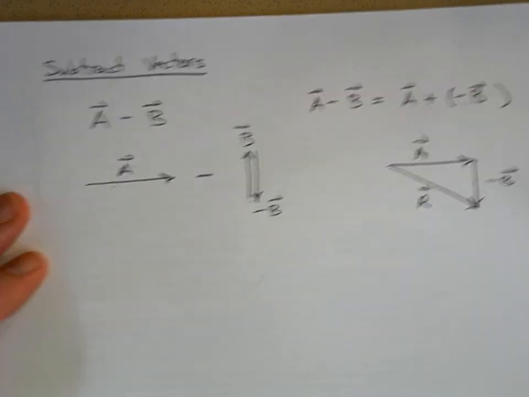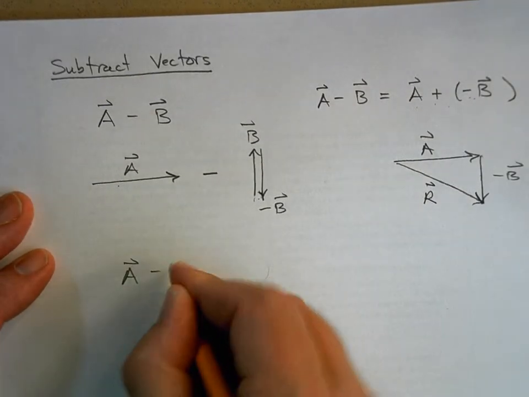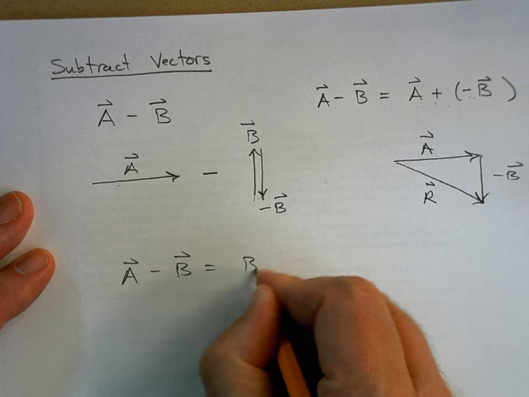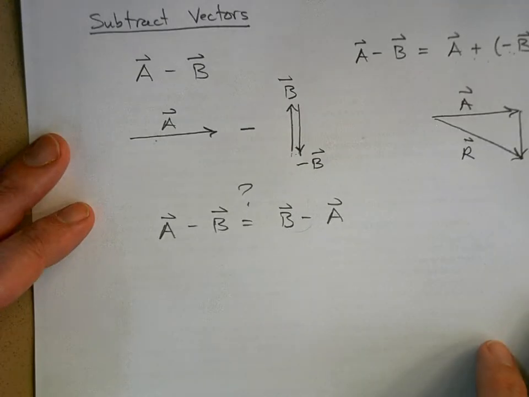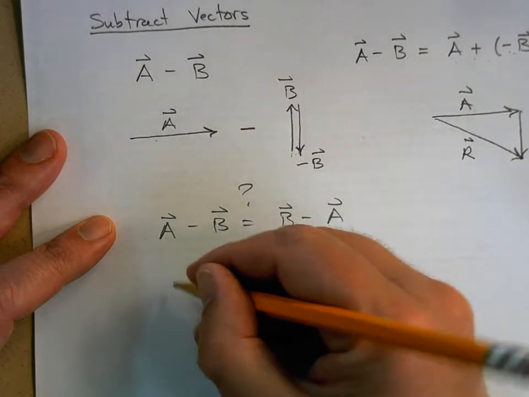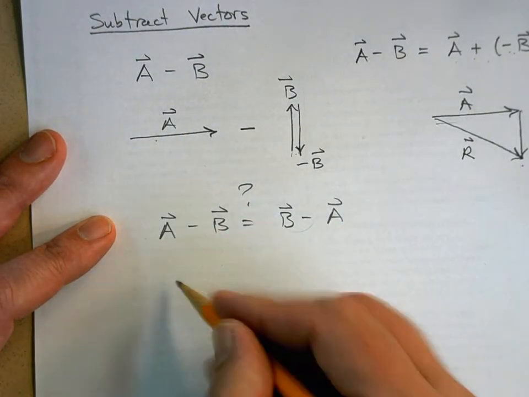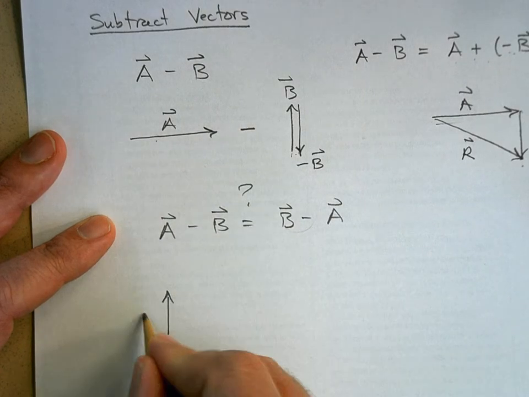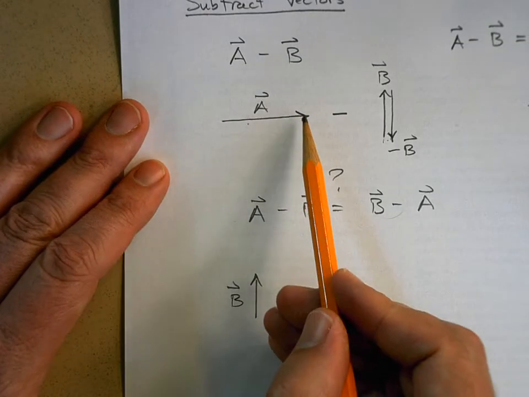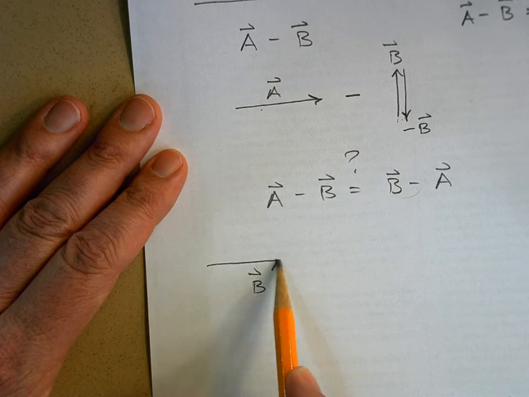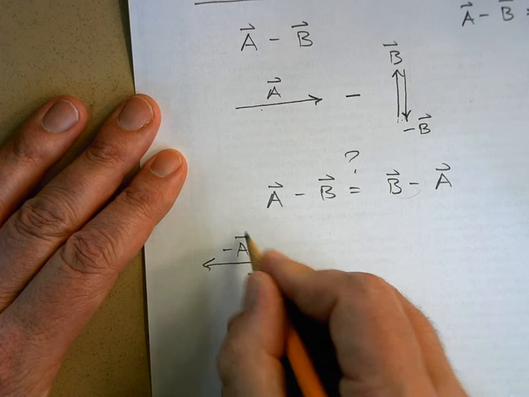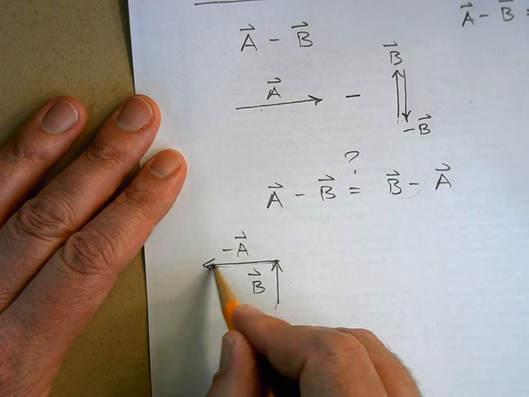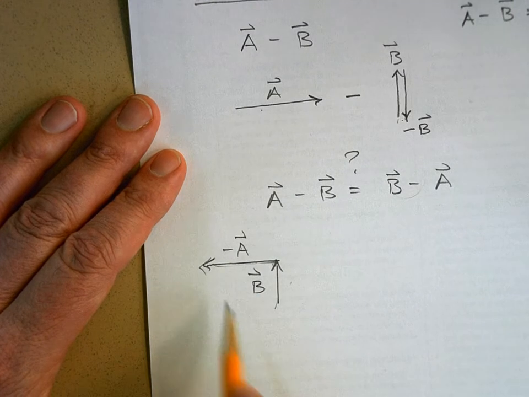But here's one thing. Does A minus B equal B minus A? Is that true? Well, let's see. We already got A minus B. Let's do B. Here's B minus A. Oh, here A would be like this, so I need to go off to the left. Kind of drew it funny. So here's minus A. Here's B minus A. Is that the same thing? Is that the same result?